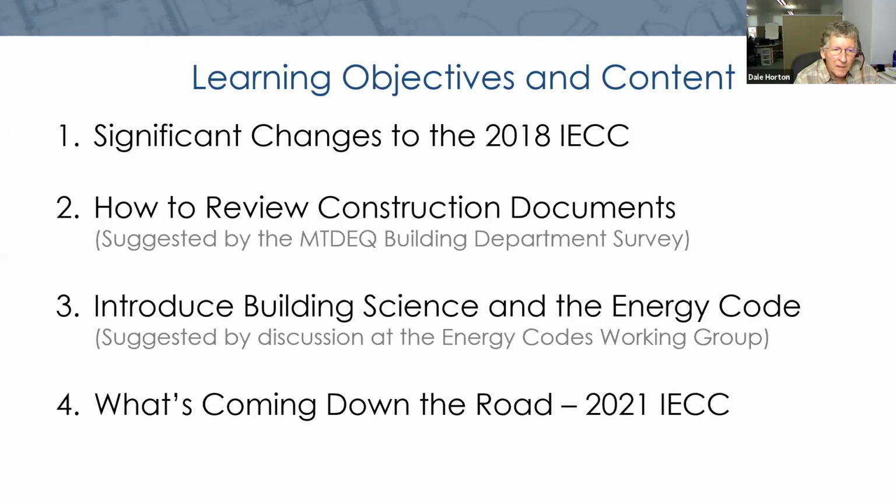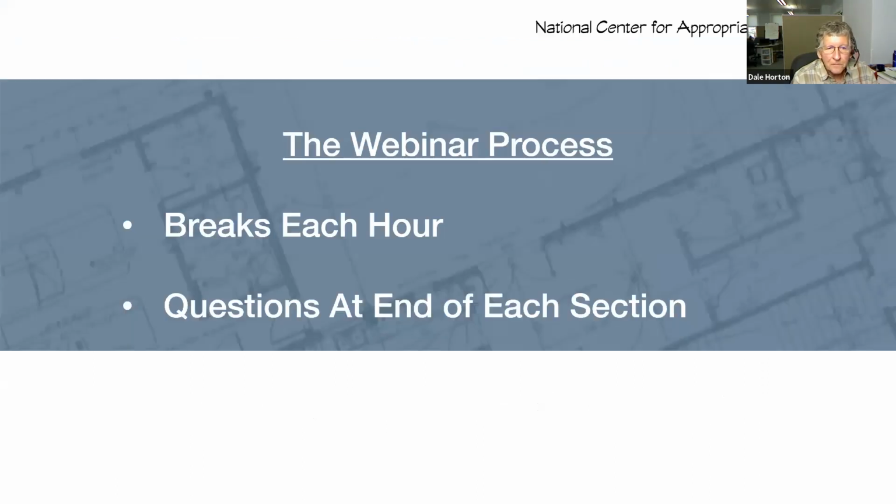And then in an Energy Codes working group sponsored by the Montana Building Codes Bureau at the state, there was much discussion about the need for a better understanding of the building science behind the energy code. And at the very end, I'll talk very briefly about what was done to the 2021 IECC. We're talking about adopting the 2018, but the 2021 version has been decided. It'll be published later this year.